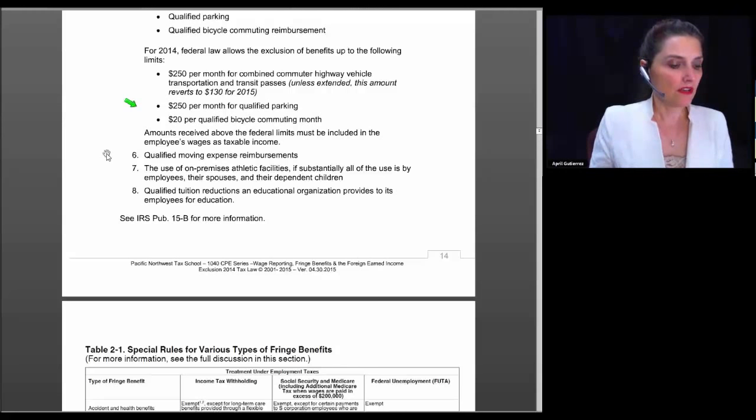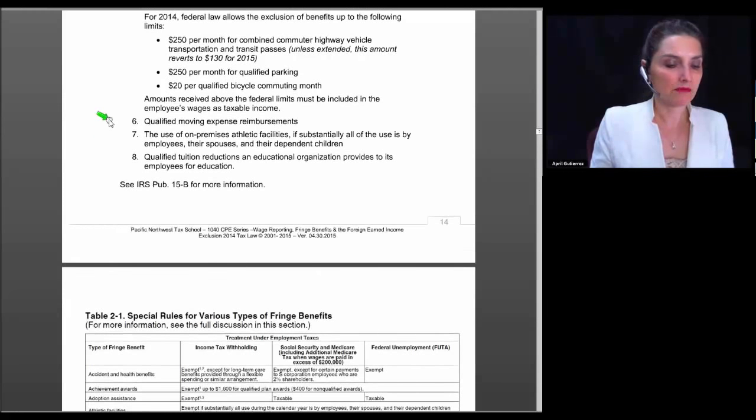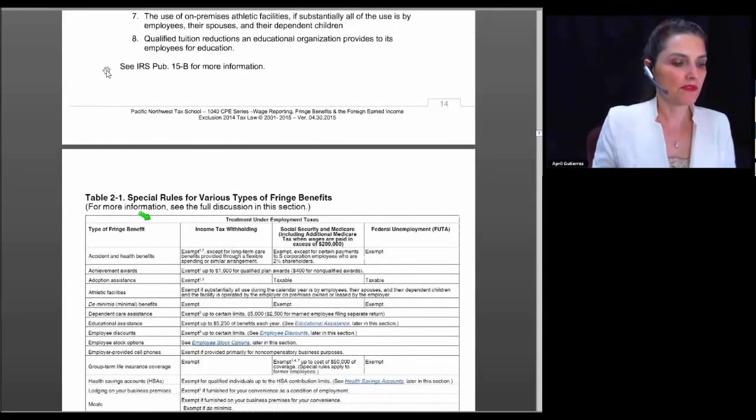W-2. Also, qualified moving reimbursements can be given tax-free to an employee, and where an employee has received qualified moving expense reimbursements, there should be a code P on the W-2. And the use of on-premises athletic facilities if substantially all use is by employees, their spouses, and their dependent children. And finally, qualified tuition reductions an educational organization provides to employees for education. And if you want to know more about these tax-free fringe benefits and taxable fringe benefits, refer to Publication 15-B.